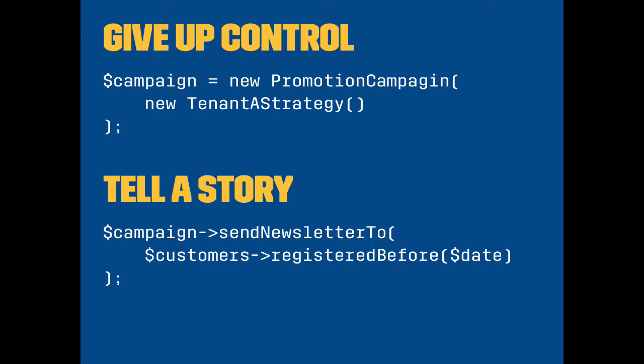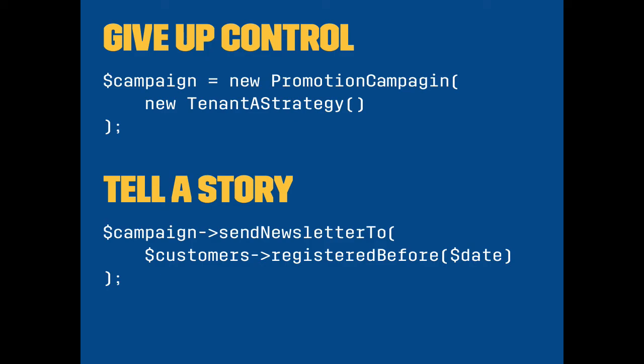So now the whole procedural code that we have starts looking like this. You're giving up control. Instead of having all these procedures, you just compose an object. This is like in your configuration where you say that the promotion campaign uses the tenant A strategy. And then when you actually execute this, you're saying, I have this campaign, send a newsletter to customers that have registered before date.